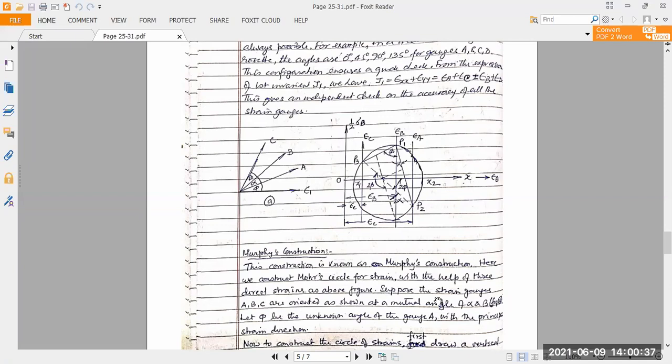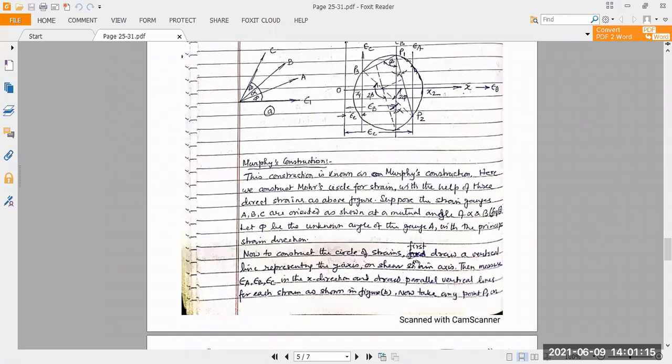Suppose these strain gauges A, B, C are oriented as in the figure itself, and the angle in between is not 90 degrees. Say from the OX axis, this is epsilon A. This is the principal line, the principal gauge line, the maximum strain line, and the rosette OA is inclined by an angle phi from epsilon 1. Rosette B is inclined by an angle alpha from A, and rosette C is inclined by an angle beta from B itself.